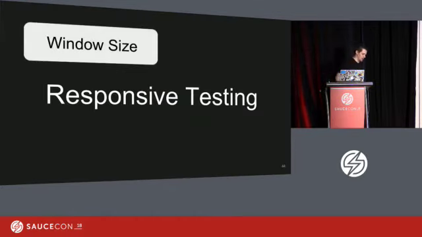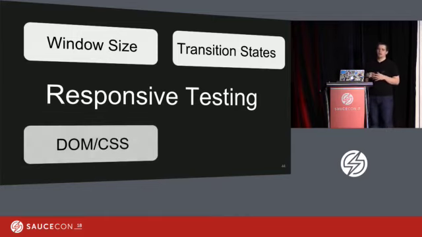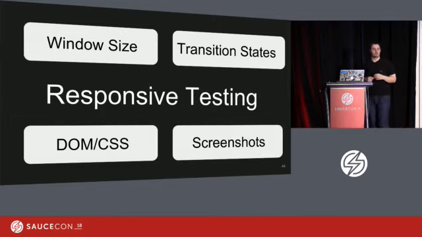So for responsive testing, what's important is window size, particularly the width of the window in which you view your application in the browser. The transition states that I highlighted a few slides ago are also important to focus on. You can just focus on DOM and CSS. If you're using Selenium, which is commonly used for responsive applications, you can just set the window dimensions and simply retrieve CSS properties from the elements. You can go that far. Or you can use screenshots along with your Selenium using the Applitools API, for example.